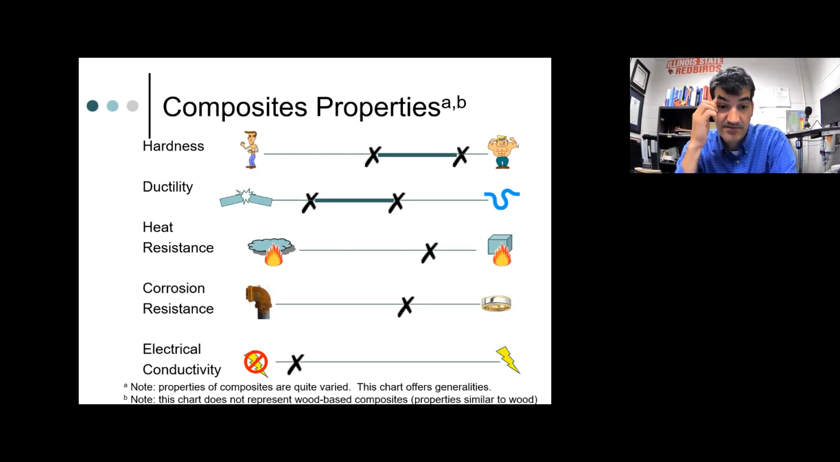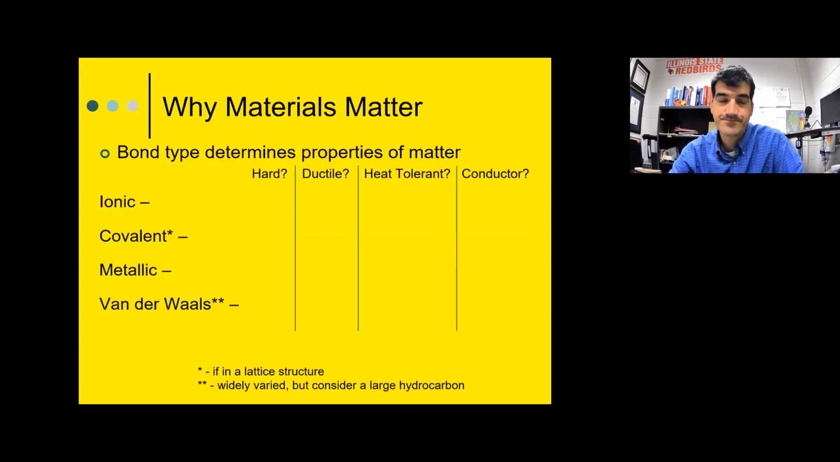And I do make a few notes down here. So these are generally speaking for most composite materials, but not wood-based. So this does not represent things like plywood or particle board, because those tend to have properties more similar to wood, which we already talked about.